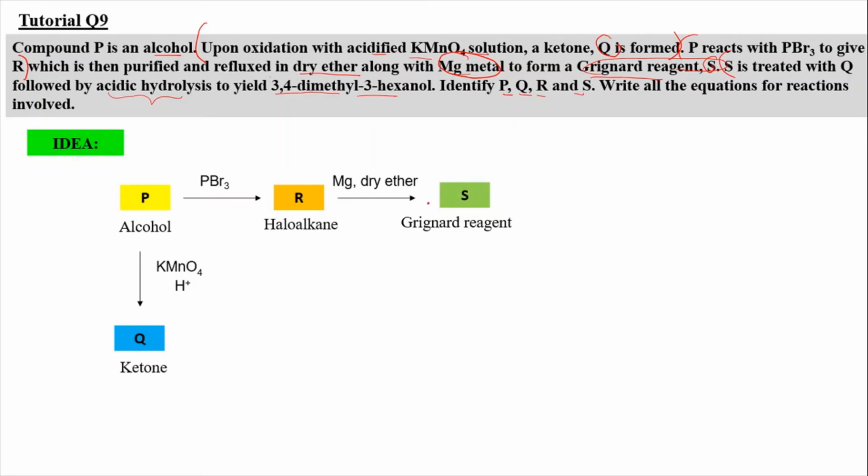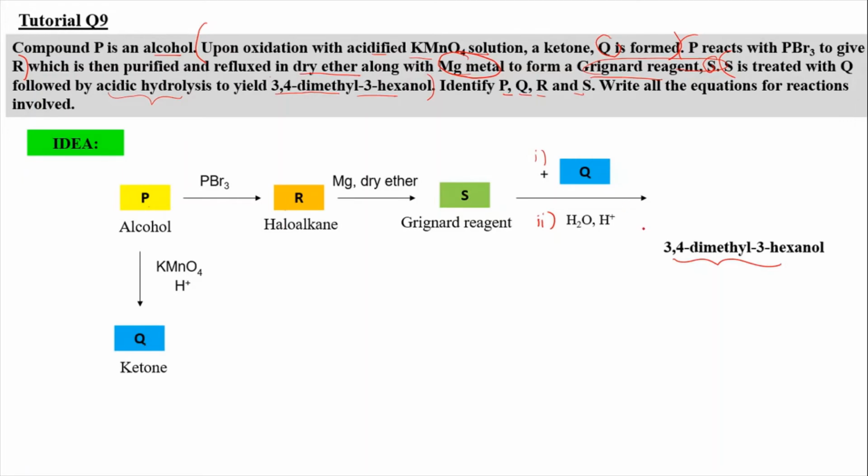Okay, and then S is treated with Q. Okay, S akan direaktkan dengan Q yang kita dah hasilkan tadi. Followed by acidic hydrolysis. So S, we're going to react with Q, followed by the acidic hydrolysis. So this is step number 1, and then this one is step number 2, in order to yield 3,4-dimethyl 3-hexanol. Okay, and this is our product, the last sentence here.